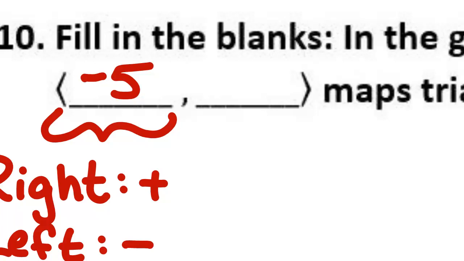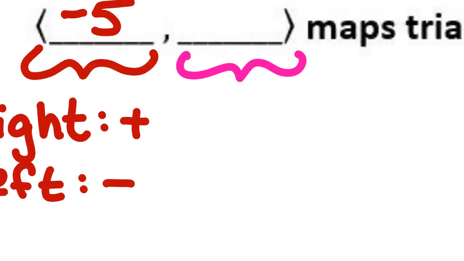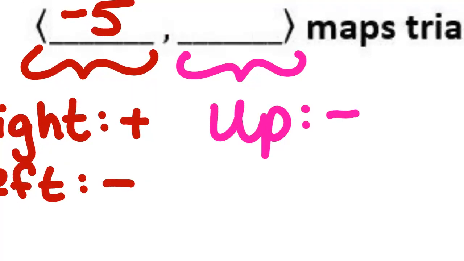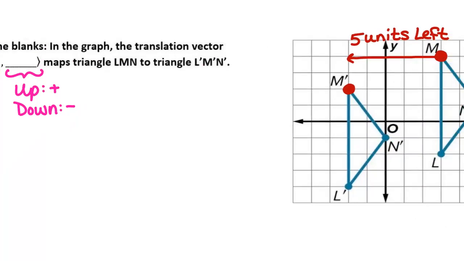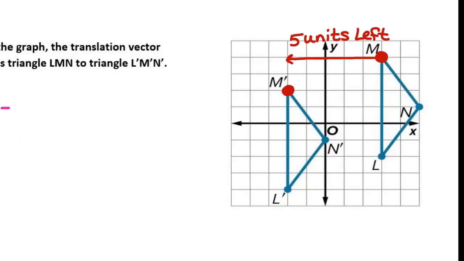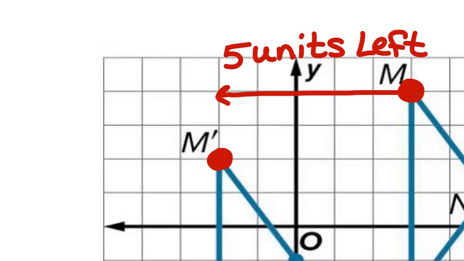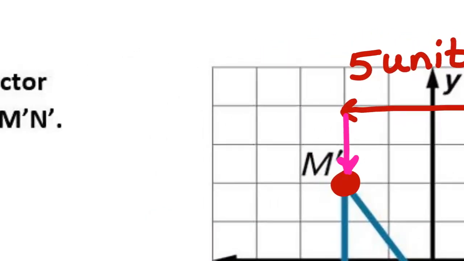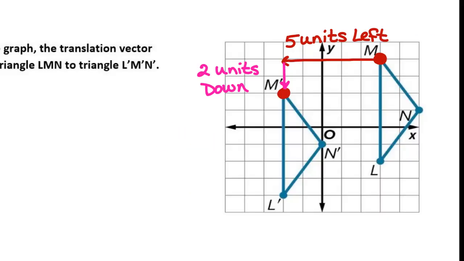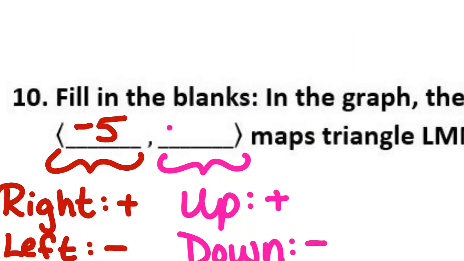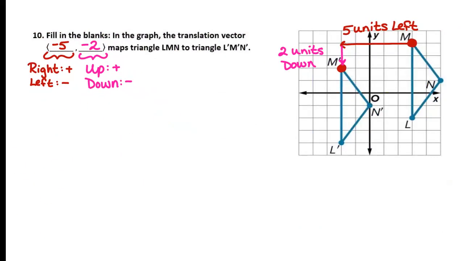What about the second number in the translation vector? What's that telling me? That tells me up and down. If I'm going up, it's going to be a positive number. If I'm going down, it's going to be a negative number. All right, I've already shifted M 5 units to the left. Do I go up or down from there to get to M prime? Down. How far? 2 units down. And I represent that with what? -2. There's my translation vector.